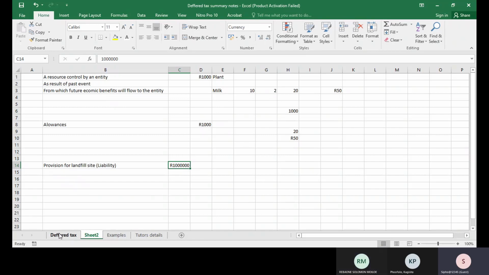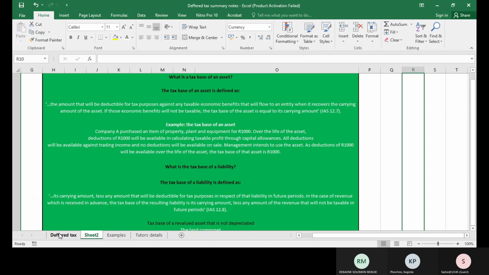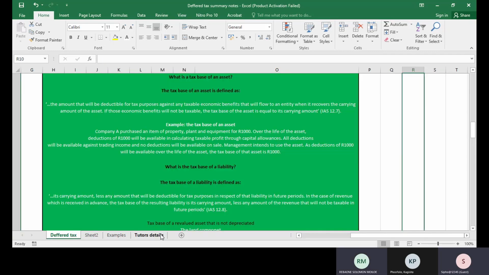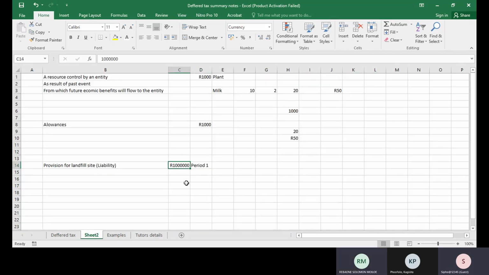So now let's go back to the definition. Let's read it and make sure we understand it. It says the carrying amount less any amount. Where is our carrying amount? Our carrying amount is this 1 million. You agree with me? Yes. In period one, we have this 1 million rand. So it says it's the carrying amount.